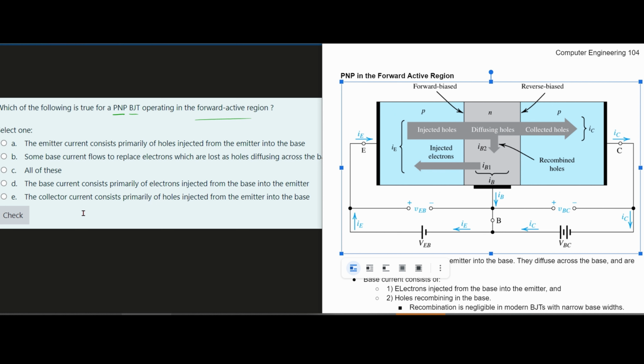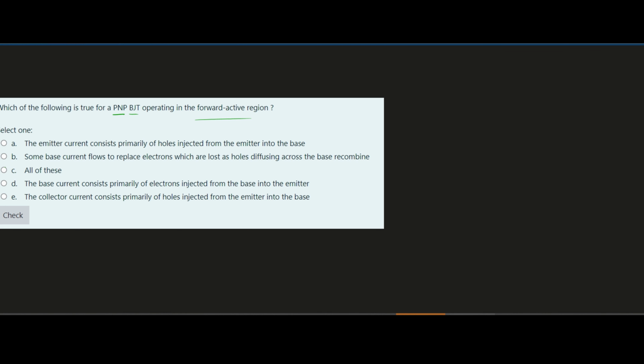The collector current consists primarily of holes, so we look at our IC. Holes injected from the emitter into the base. If we look, we want from the emitter into the base, we have our emitter right here. It goes into the base. The collector current consists primarily of holes injected here, and we see that we have our holes across here. And so that is going to be true as well. So that means all of these are going to be true, and that's how we would go about looking at this problem.